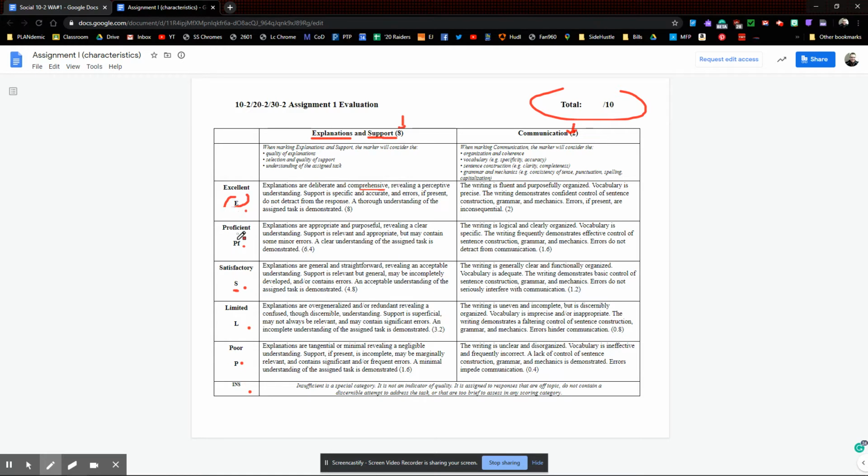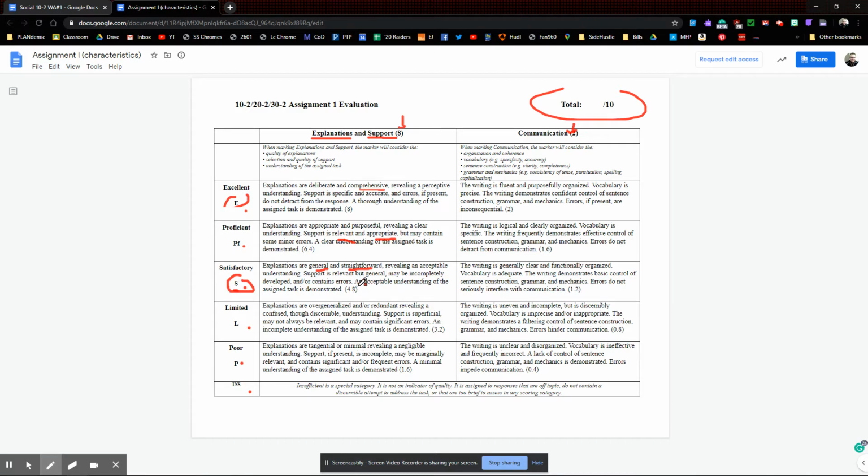The difference between an excellent and a proficient is very subtle. A proficient is where you're introducing the concept, explaining it with a good definition, and then maybe your example's not great, but it does work. So if it's relevant, it's appropriate. And then a satisfactory is general and straightforward. You're probably looking at a definition like globalization is how the world is connected together. What you just said is not wrong, but it could be a little bit more specific and more precise, but it reveals that you understand what's going on.